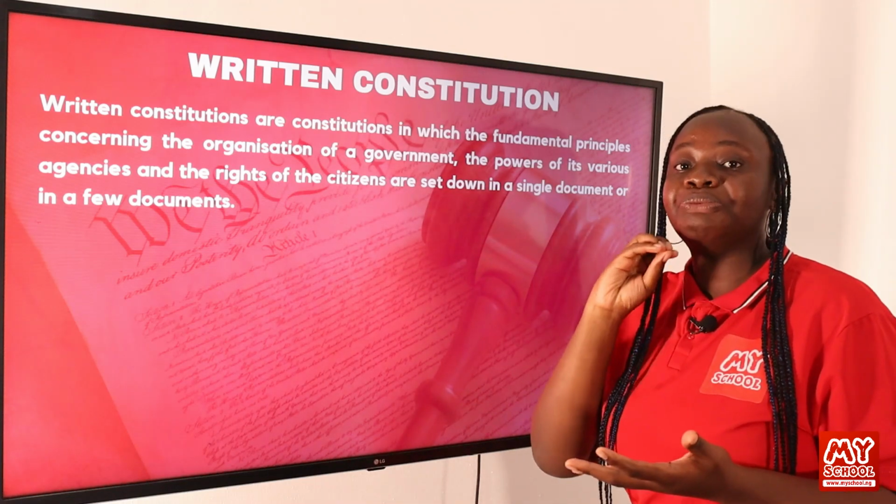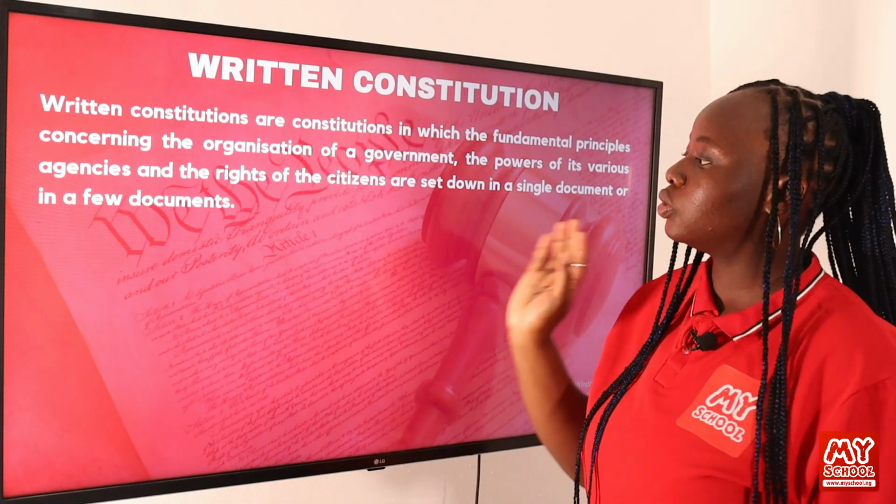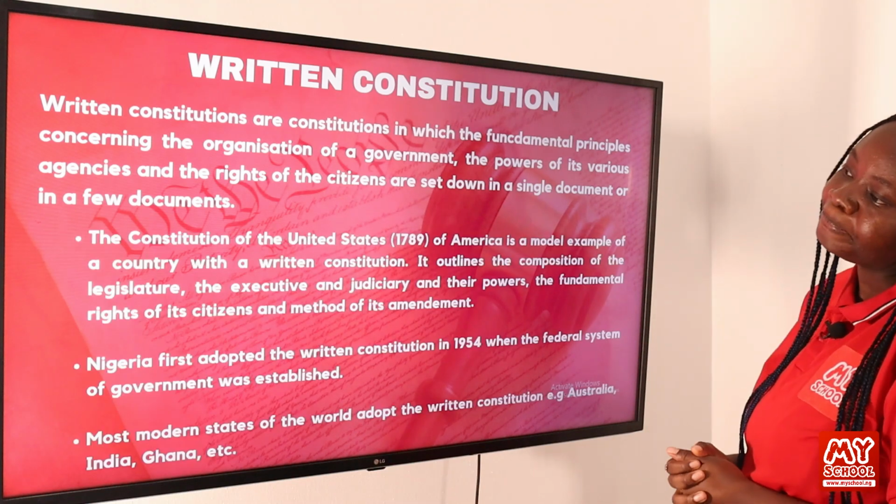So their laws are actually written down for the people to have access to. So that is what a written constitution is. Let's move on to the next slide.